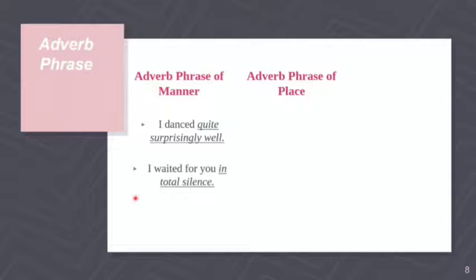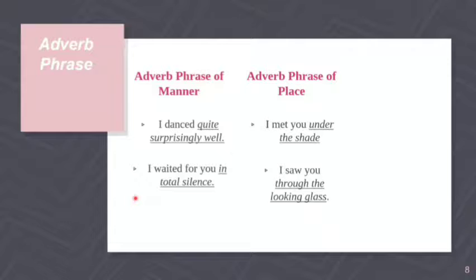Next is the adverb phrase of place. It answers the question, where did the action take place? For example, I met you under the shade, and I saw you through the looking glass. Where did I meet you? Under the shade. Where did I see you? Through the looking glass.